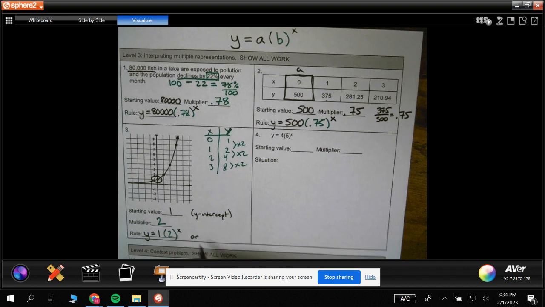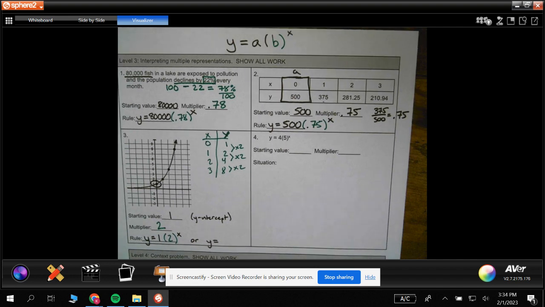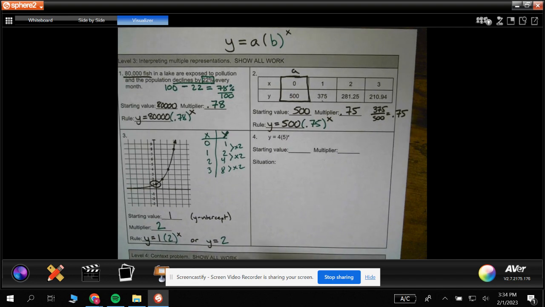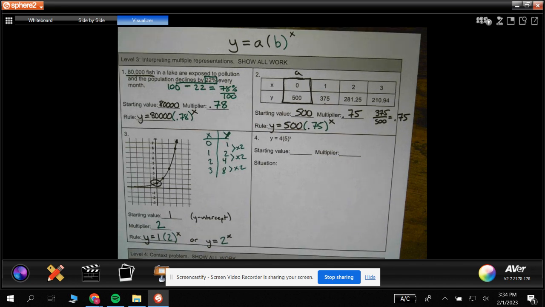Now it's okay, because we don't need the 1 there, if you just write y equals 2 to the x. We don't need the 1 there. Anything times 1 is itself. Both of those answers are fine.